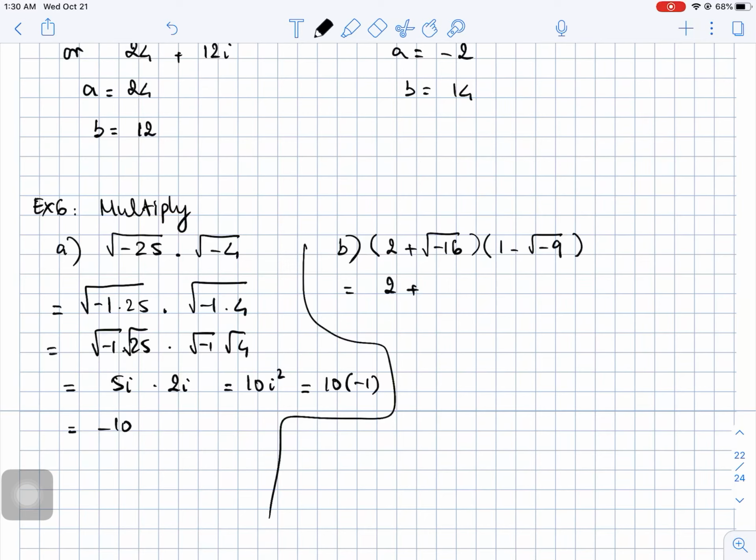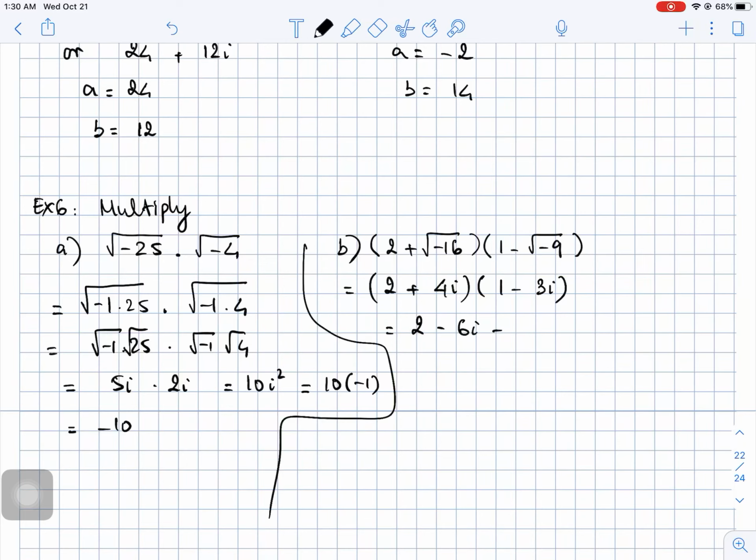Then 5i times 2i is 10i squared, and we will continue to replace i squared with -1. Then we will get the answer is -10, because positive 10 times -1 is -10.